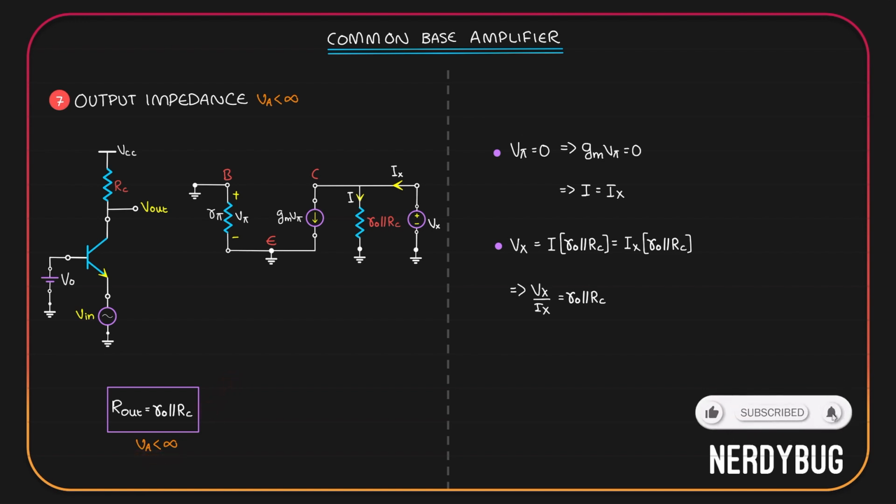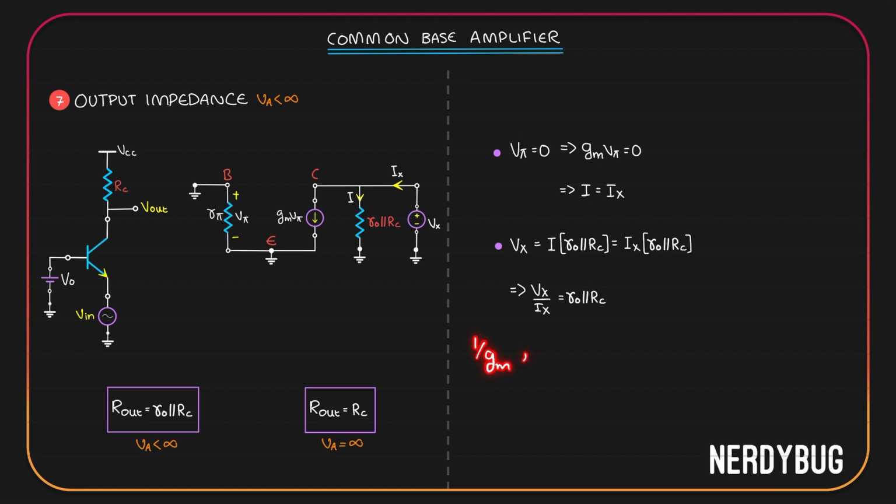What if early voltage is infinite and we don't have to include early effect? In that case, R0 will not be there, which means our output impedance will simply be equal to RC, just like the common emitter stage. There is another interesting thing you can see over here. The input impedance was 1 by Gm. Output impedance is RC. Gain is GmRC. That means if you divide the output impedance by the input impedance, you get the gain.